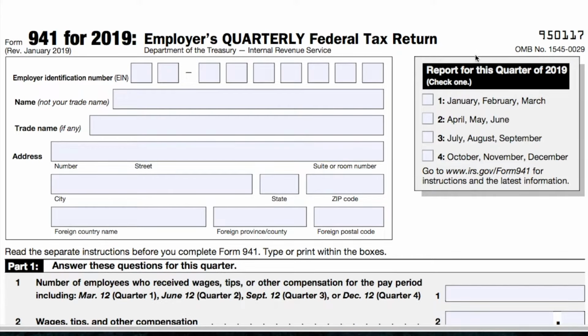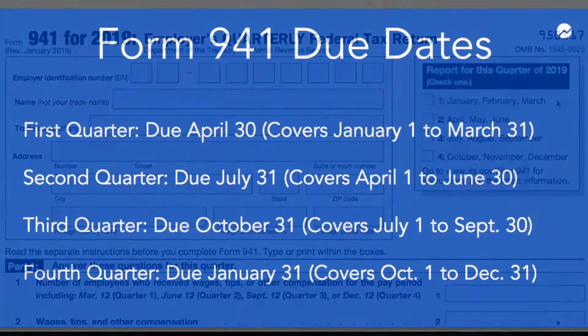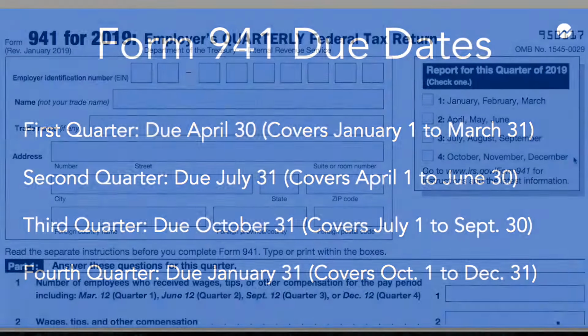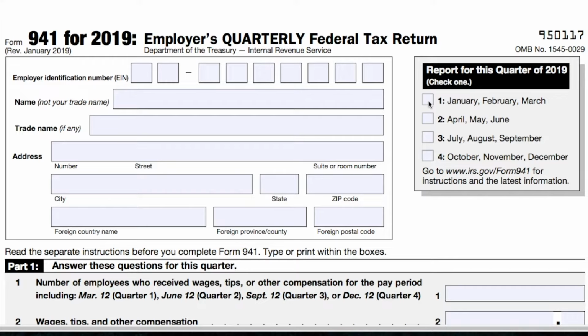To begin, indicate the quarter for which you're filling the form out. Form 941 is due on the last day of the quarter following the period for which you're filing. For example, you'd file the form by April 30th to cover wages paid in January, February, and March. The other deadlines are July 31st, October 31st, and January 31st. In this case, I'm going to choose option 1. I'm filing by April 30th to cover wages paid in January, February, and March.